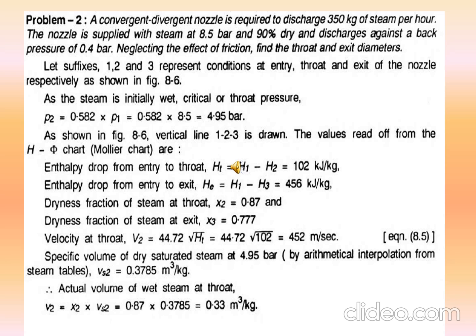The specific volume formula is v2 equals x2 into vg2. So 0.87 into the specific volume of our steam at the throat, 0.3785, which gives 0.33 meter cube per kg. If we consider the continuity equation, we can find the area, and from the area we can find the diameter. So m equals A2 V2 divided by small v2.